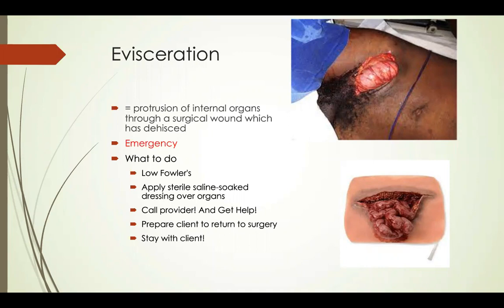Apply a sterile saline soaked dressing over the organs. Remember, our organs are in the inside because they need to be moist. They need to be taken care of. So we want to make sure that we're keeping them moist so they don't actually die as well.